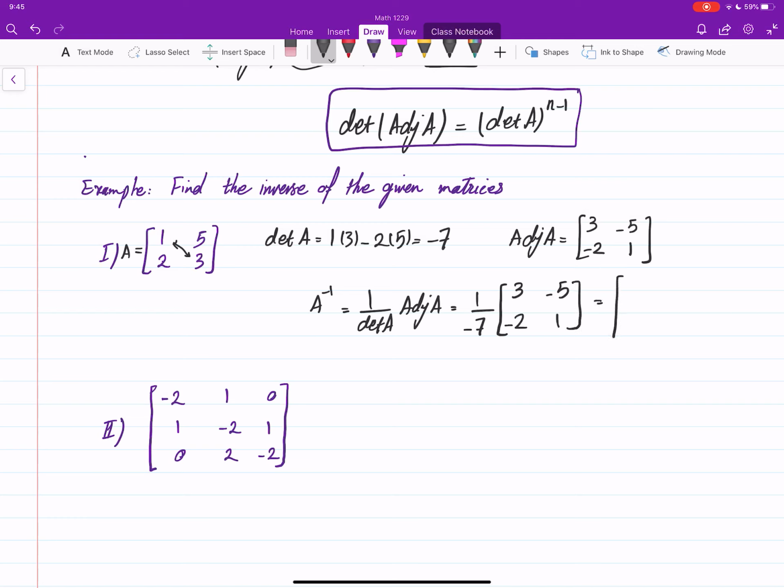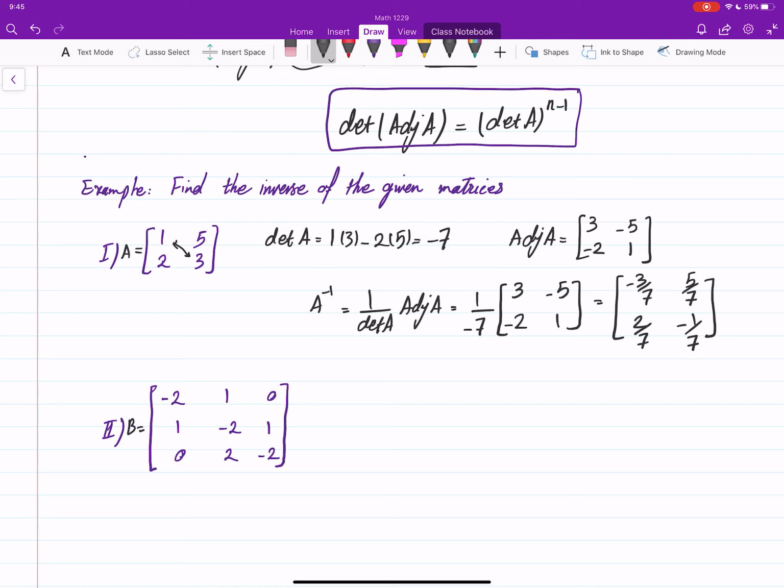Remember that before we had one way to do it: take A augmented with I, and row reduce it. If you get I to something, then that something is the inverse. So here, this is negative 3 over 7, 5 over 7, 2 over 7, negative 1 over 7.